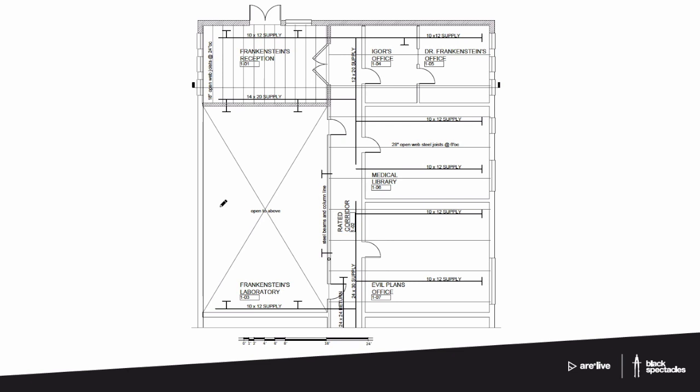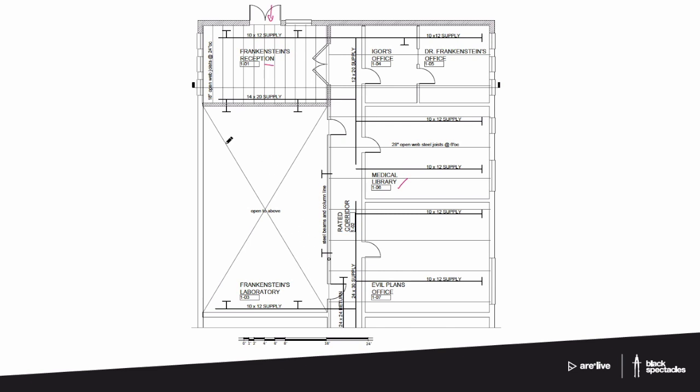So here's our floor plan. This is the first floor plan. We've got the reception area up here, so this must be the front door coming in. We've got a corridor that's running through here called a rated corridor. Straight off from the reception is Igor's office. And then Dr. Frankenstein's office is back behind, so Igor is his sort of assistant. Down the way a little bit here, we've got a medical library, and the evil plans office. And then the big room here is Frankenstein's laboratory.